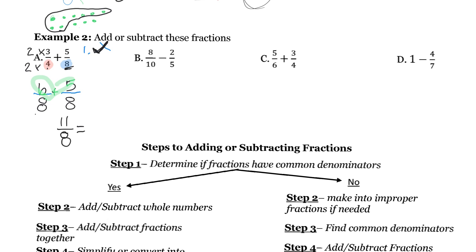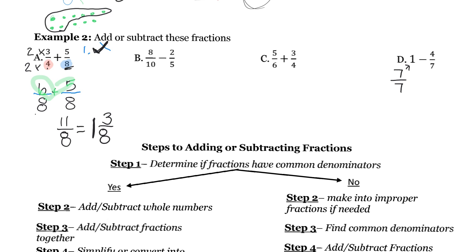Simplify it, take out 8 pieces. So we get 1 whole piece, and we have 3 left over, 3 over 8. Okay, so this is how it's going to work for all of them. So try B, C, and D. You're going to need to find common denominators. I will give you a hint for D beforehand. You have 1 whole piece, so you have 1 whole thing. You can change that 1 into a 7 out of 7, because if you have 7 pieces of 7, that turns into a 1.